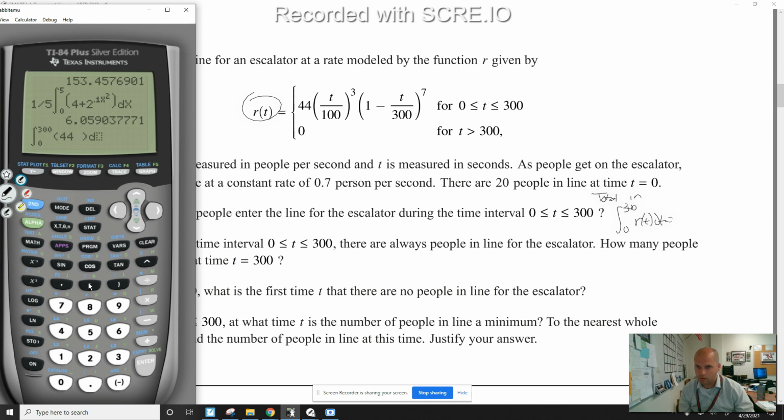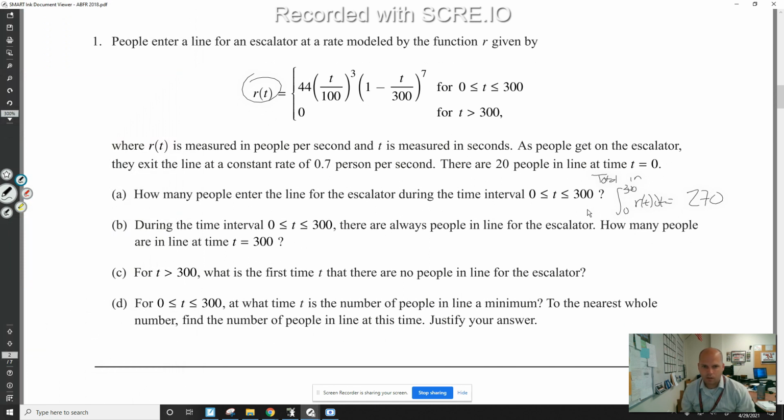44 times t over 100 cubed times 1 minus t over 300 to the 7th. That gives 270. Okay, that's how many people have entered.